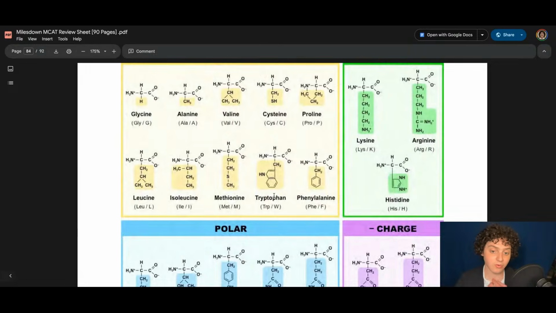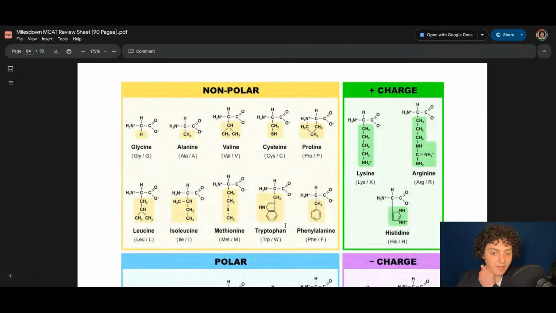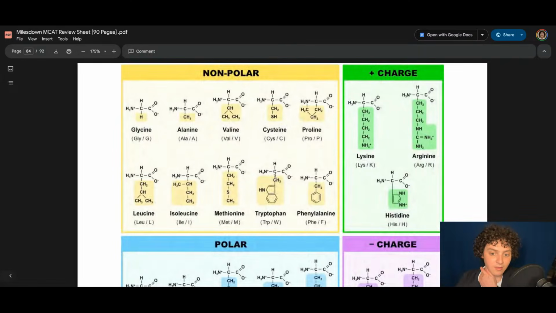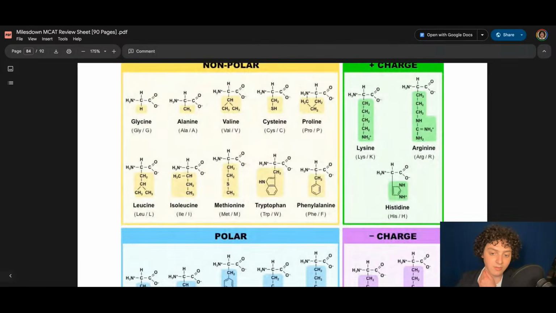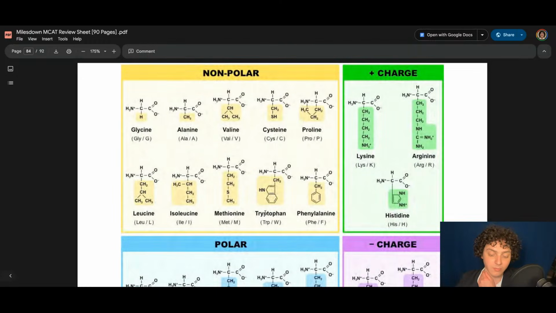And then tryptophan. Tryptophan has a 2-ring aromatic conjugated structure in its R group. This one is a little bit more difficult to describe in words and is better seen in a diagram like this when it comes to memorizing.